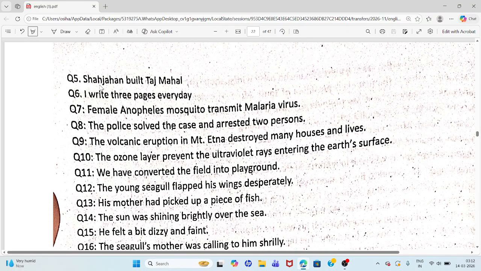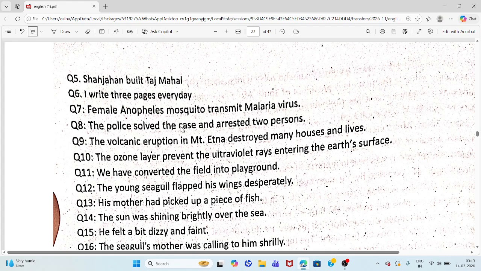Question 5. Shah Jahan built Taj Mahal. Answer: Taj Mahal was built by Shah Jahan. Question 6. I write 3 pages every day. In passive voice, 3 pages are written by me every day. Question 7. Female Anopheles mosquito transmits malaria virus. Answer: Malaria is transmitted by female Anopheles mosquito.